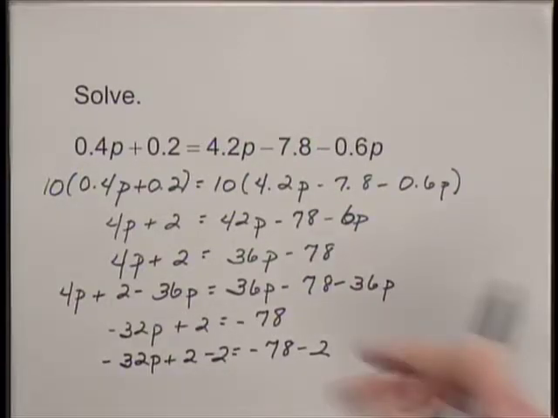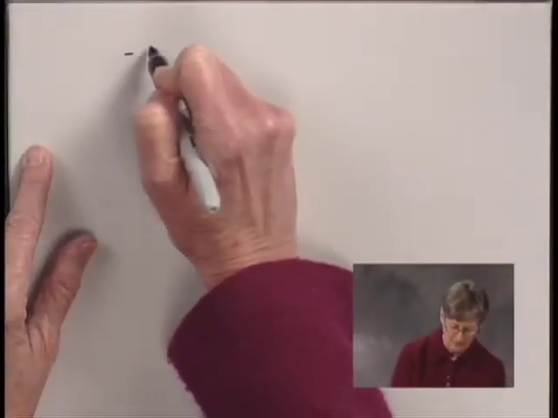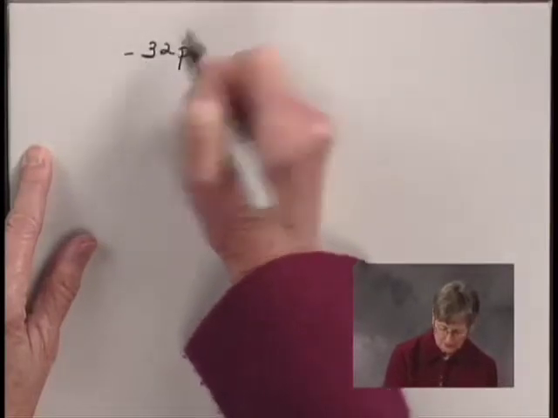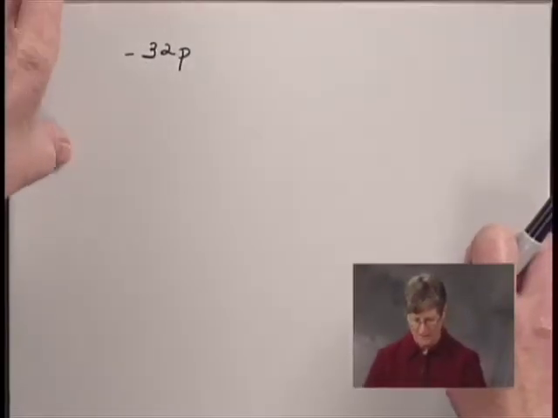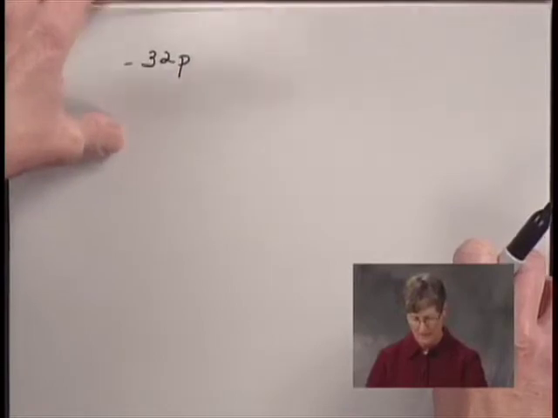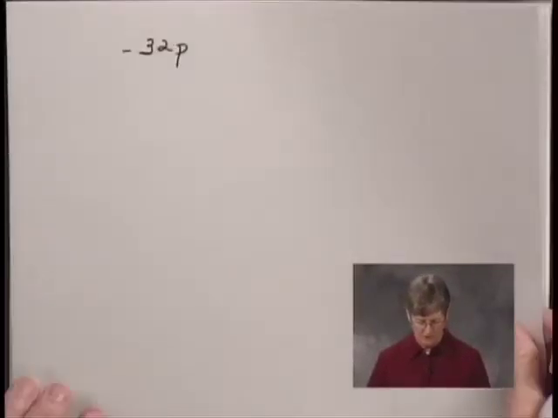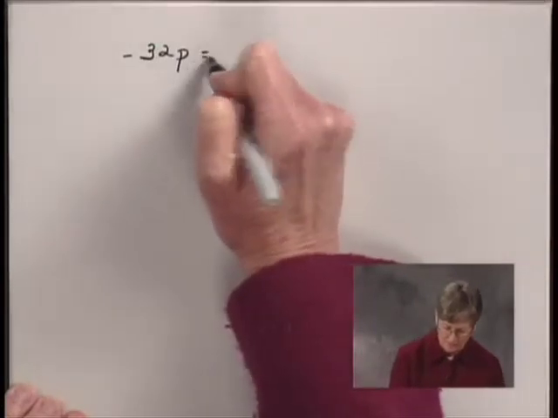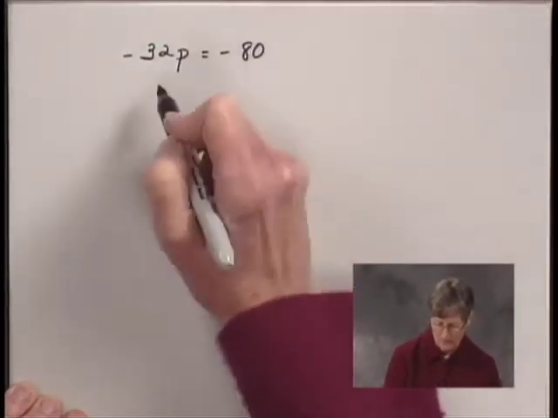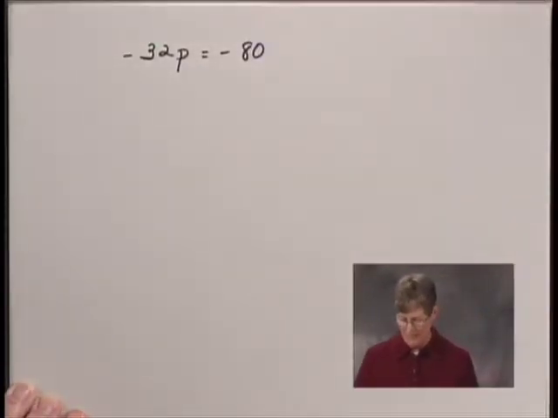And let's go to a new sheet of paper. On the left-hand side, I have negative 32p plus 2 minus 2. 2 minus 2 is 0, so I just have negative 32p on the left-hand side. And on the right-hand side, let's see what we had. We had negative 78 minus 2, which gives me negative 80. So negative 32p is equal to negative 80.